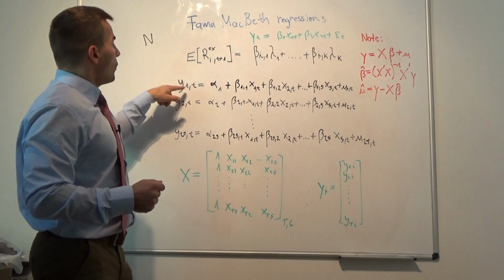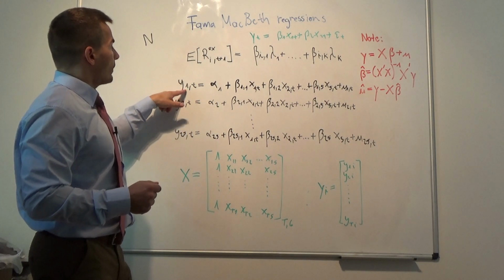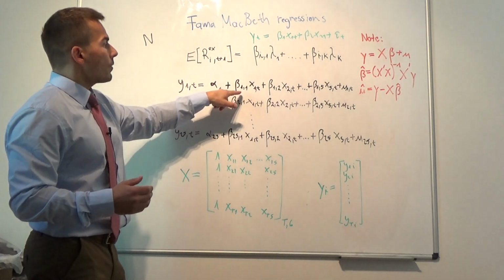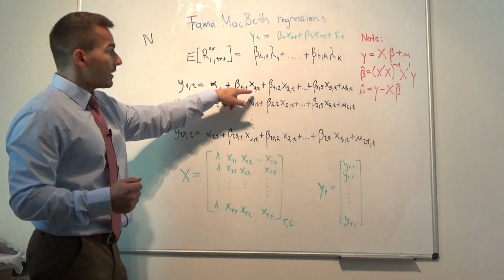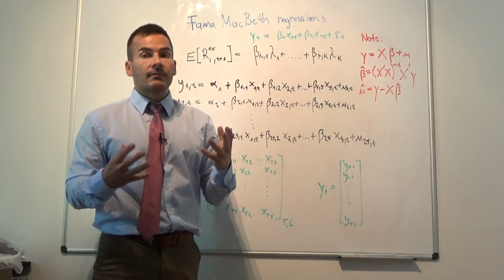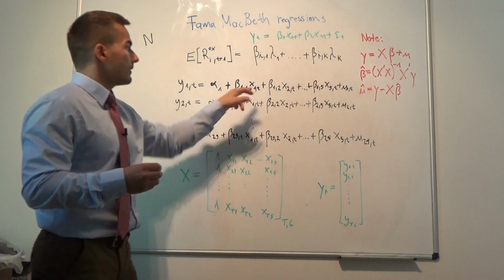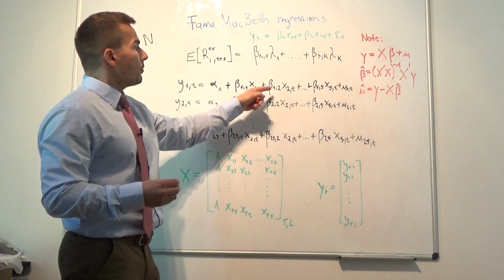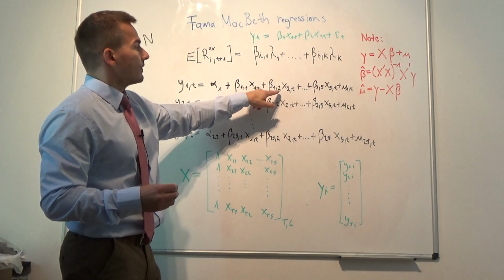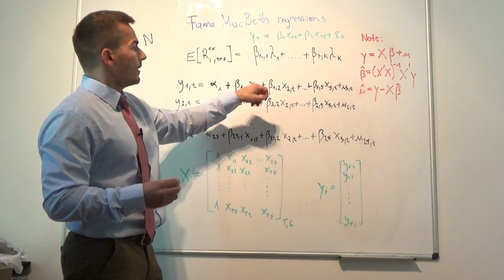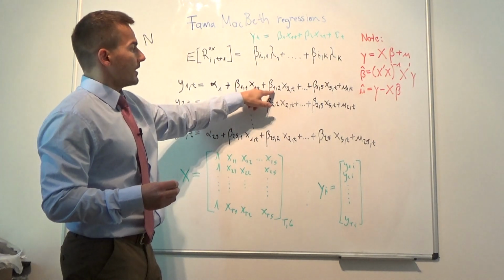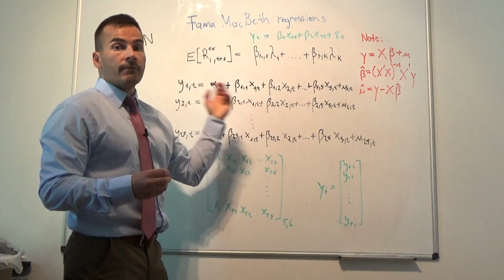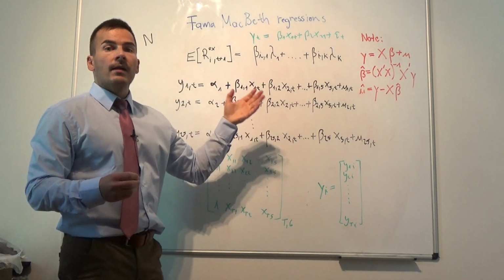So Y1t, the excess returns of asset 1 at time t, is given by alpha 1, which is the intercept term, plus beta 11 times x1t, and x1t is now what? It's the market factor in excess form at time t, plus beta 12, which is the exposure of the first test asset against the second risk factor, times x2t. So the second risk factor in the Fama and French model is obviously the size factor.